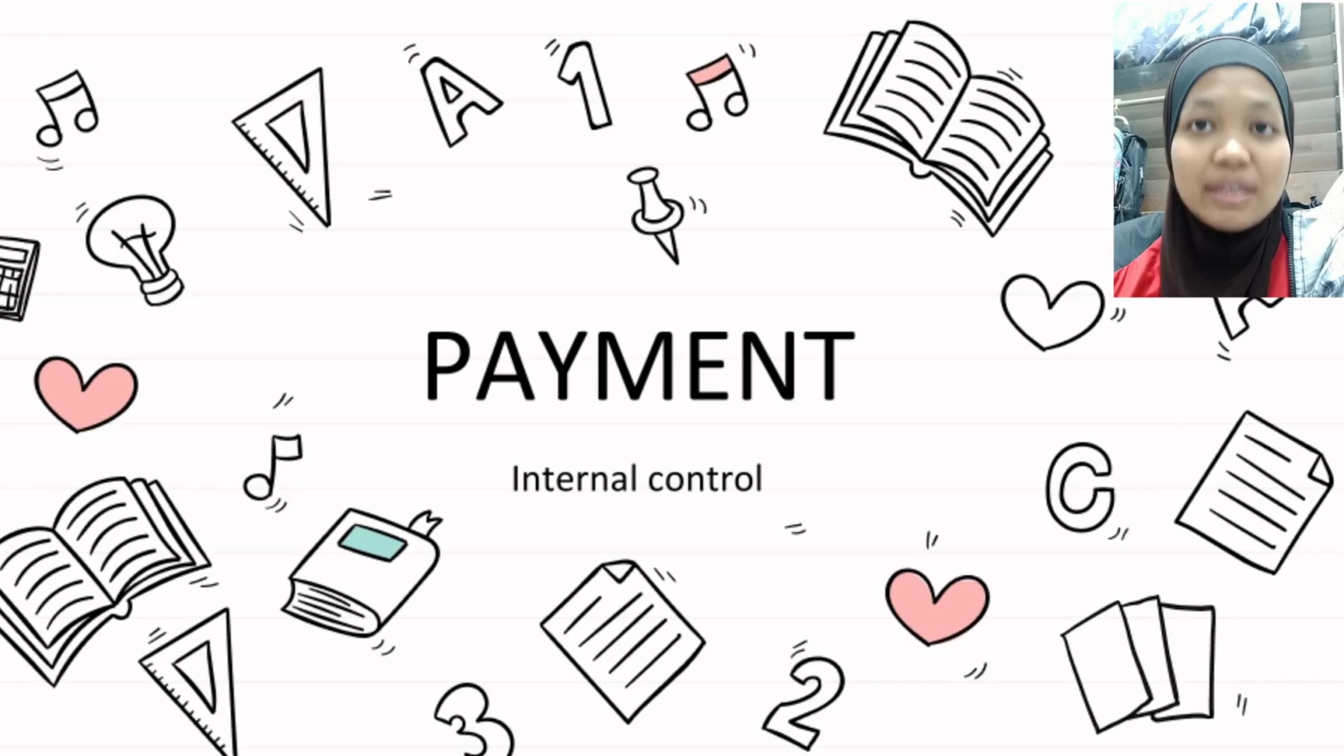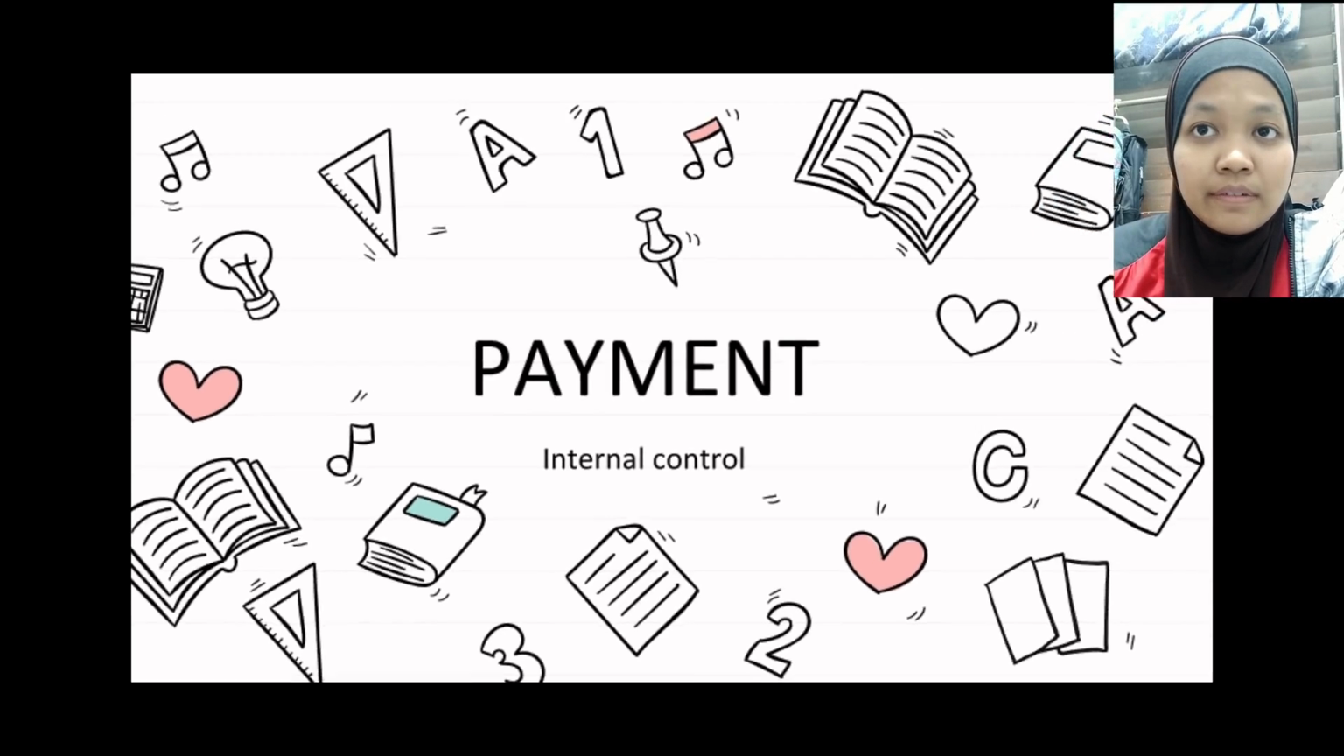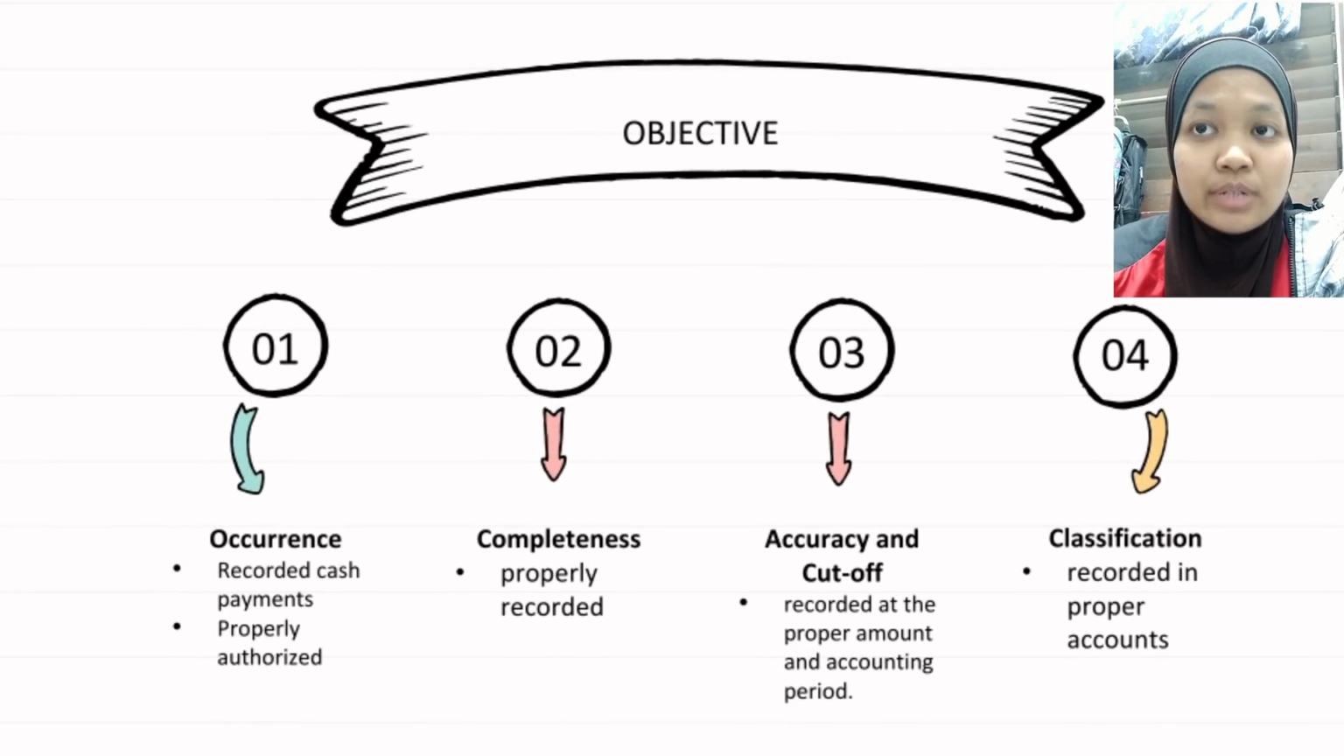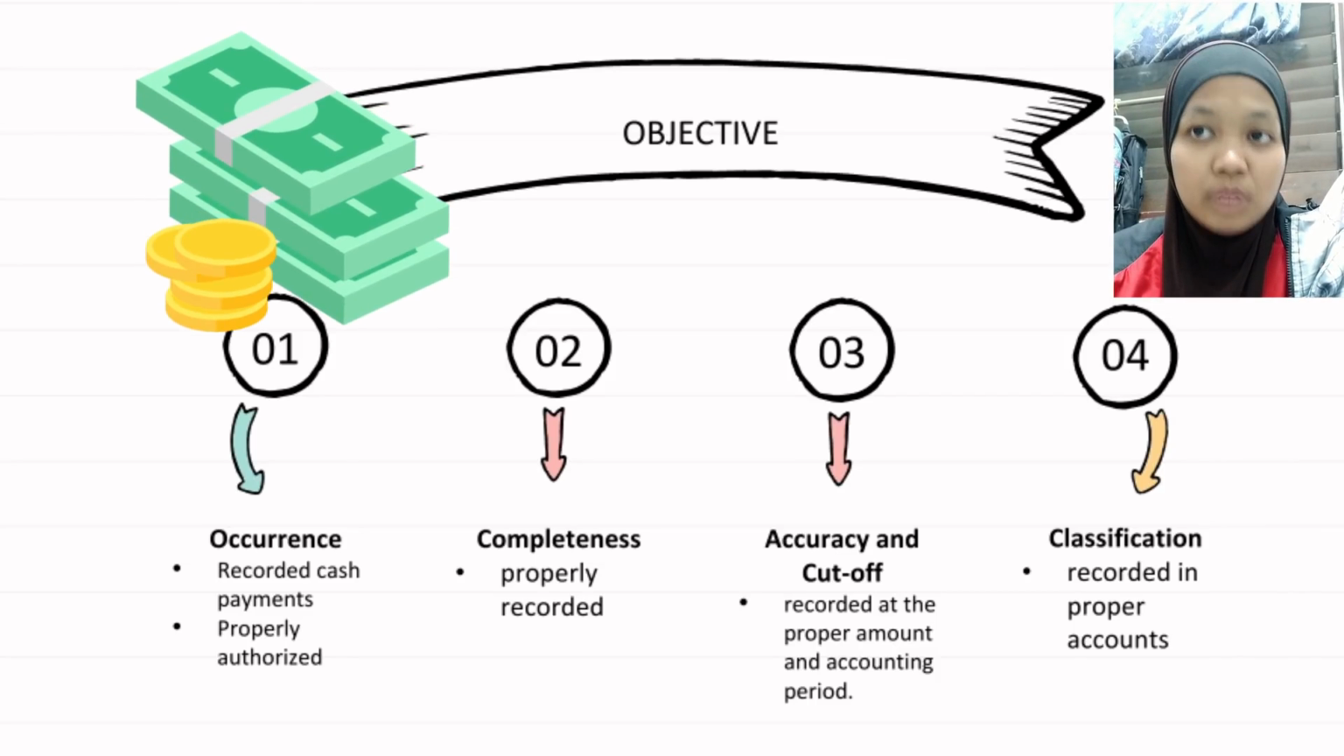Internal control in payment. There are 4 objectives. The first one is occurrence. As you can see in the slide, it will record cash payments, represent cash actually paid to vendors, and cash payments are properly authorized, means kita akan record exactly jumlah yang kita bayar pada supplier kita.